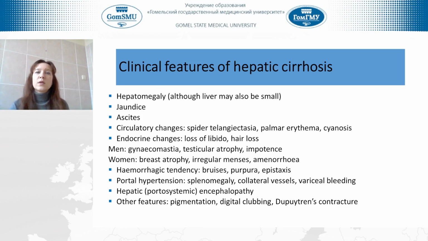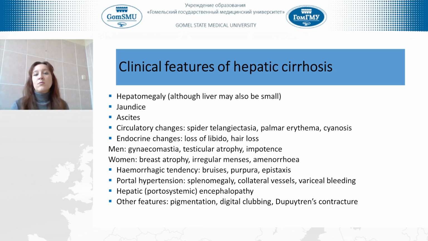Clinical features of cirrhosis. Hepatomegaly; the liver may also be small in the last stages. Jaundice, ascites, circulatory changes, spider angiomata, palmar erythema, cyanosis, endocrine changes, loss of libido, hair loss. For men, gynecomastia, testicular atrophy, impotence. For women, breast atrophy, irregular menses, amenorrhea.